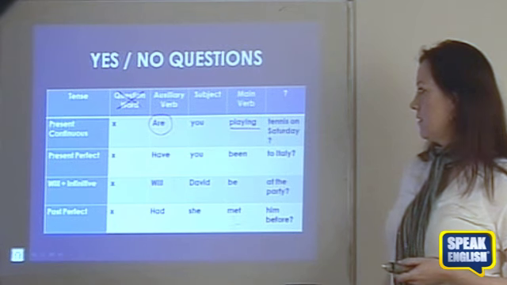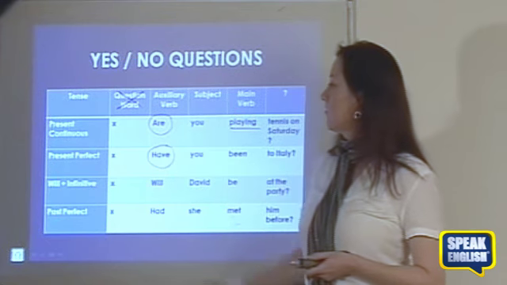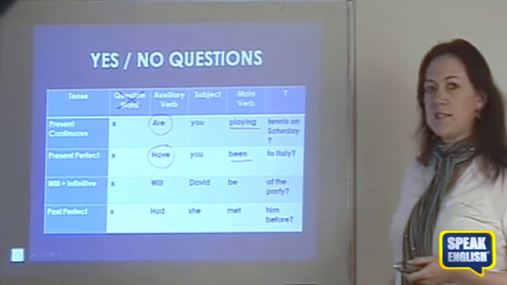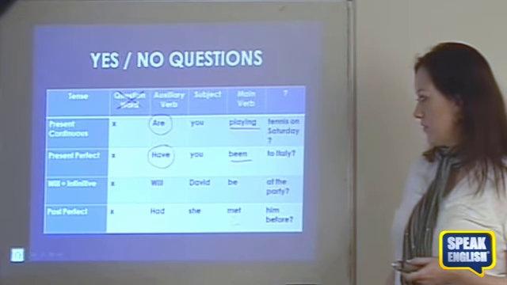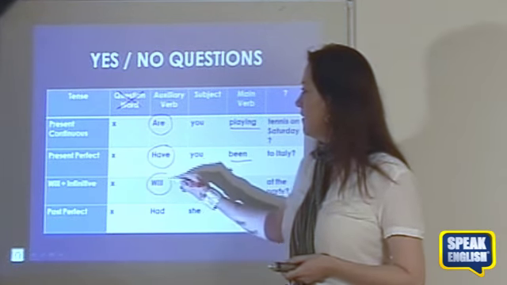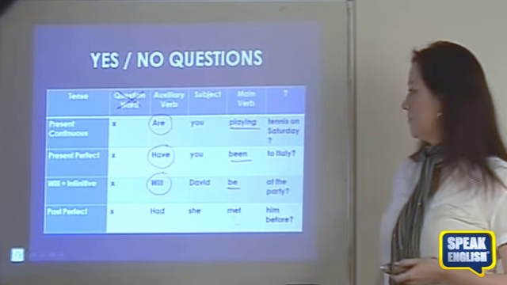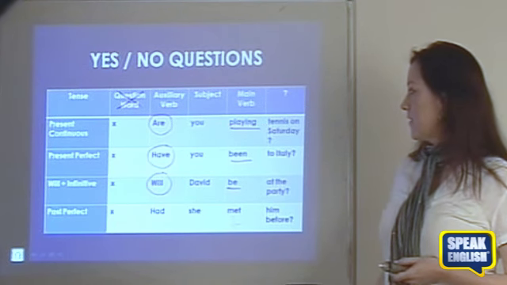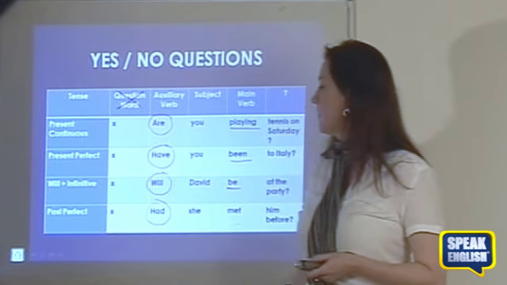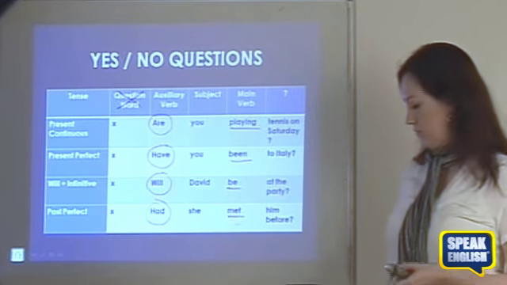Present perfect. Have you been to Italy? Have is the auxiliary verb that we start with. Been is the main verb as the past participle. Will plus infinitive. Will David be at the party? Will, here, is the auxiliary verb for the future. Be is the infinitive main verb. And past perfect example. Had she met him before? Had is the auxiliary verb for past perfect. Met is the main verb.